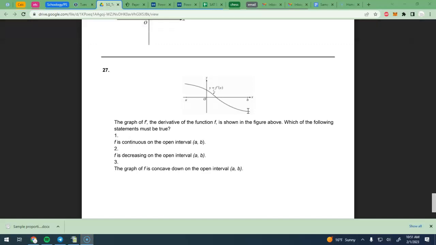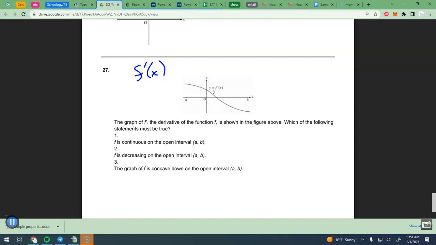Okay, so number 1 says f is continuous between a and b. Well, remember that one of the rules says you can only take the derivative if the original function is continuous.